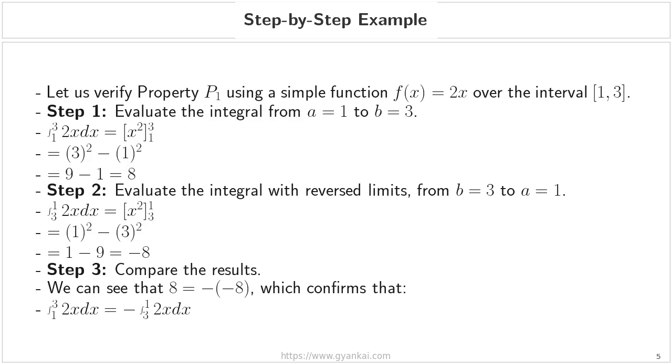Step 3, finally, let's compare the results. We found that the integral from 1 to 3 of 2x dx was 8, and the integral from 3 to 1 of 2x dx was negative 8. Notice that 8 is indeed equal to the negative of negative 8. This confirms property P1. The integral from A to B of f of x dx is equal to the negative of the integral from B to A of f of x dx.